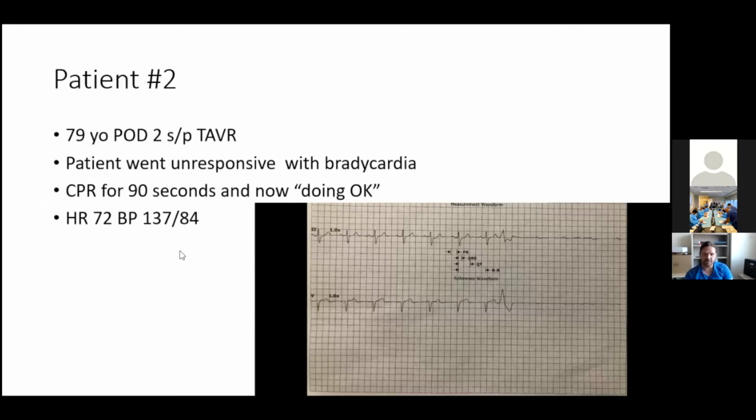The second patient I want to talk about is somebody who will get us into our discussion on bradycardia. This is a 79-year-old who's post-operative day 2 after a TAVR. This patient went unresponsive with bradycardia, and the cardiology fellow was called. Fellow was told that there was CPR for 90 seconds, and now the patient is, quote, doing okay. After this event, the heart rate is 72, the blood pressure is 137/84, and there's a tracing from the event. You can see that the patient essentially had no pulse whatsoever for a while.